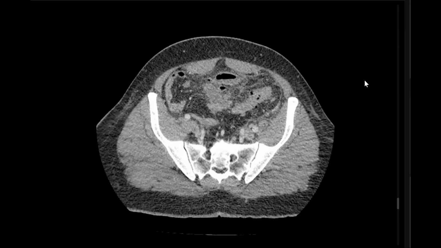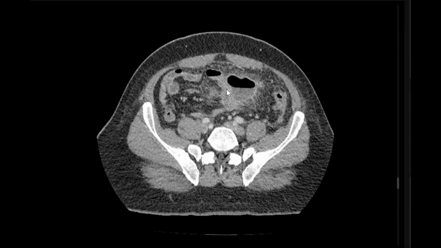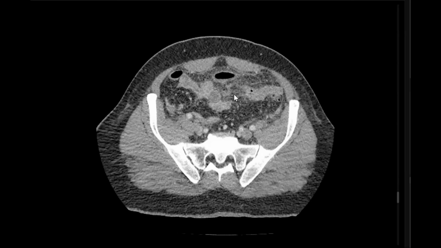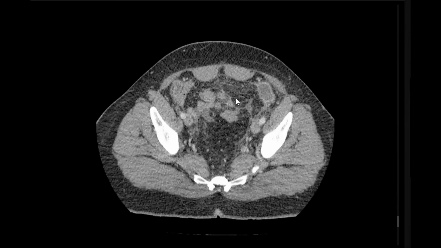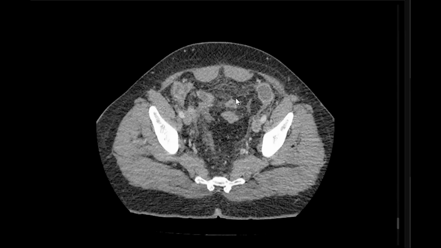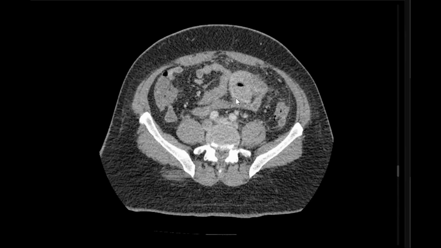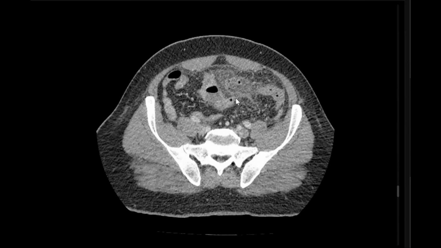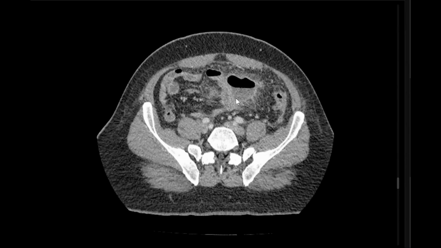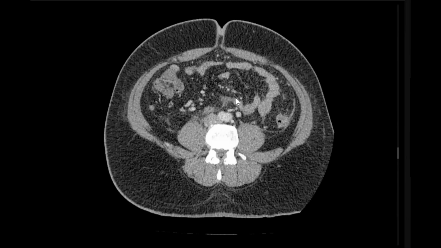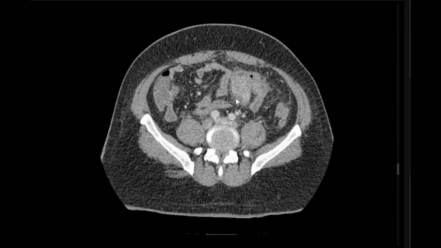Show your friend the collection. So is it solitary? No, it's a branching collection. Just one collection or multiple? Multiple, sir, and they are branching. And of course there is smudging of the surrounding fat planes. They are surrounded by haziness and stranding of fat planes, suggesting inflammatory nature.